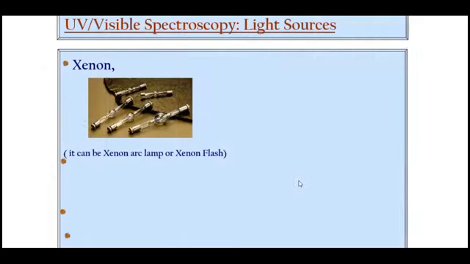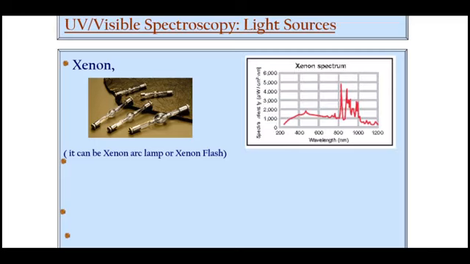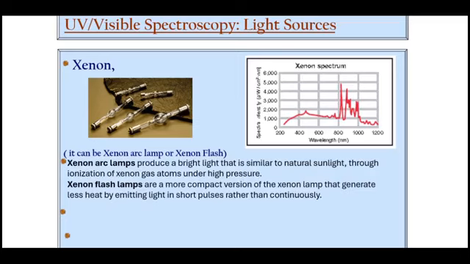The UV spectrophotometer is an analytical instrument that measures the amount of ultraviolet and visible light that is absorbed by a sample. So the same principle goes with this. For UV-visible spectroscopy, the light source can be xenon. Xenon can be in the form of a lamp or a flash.